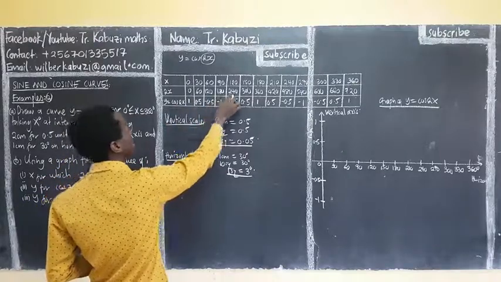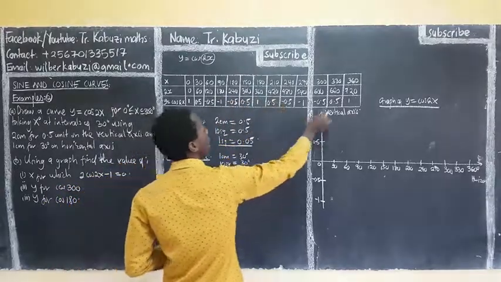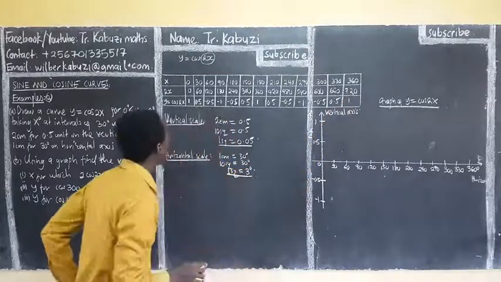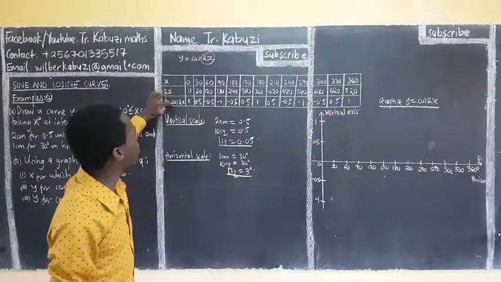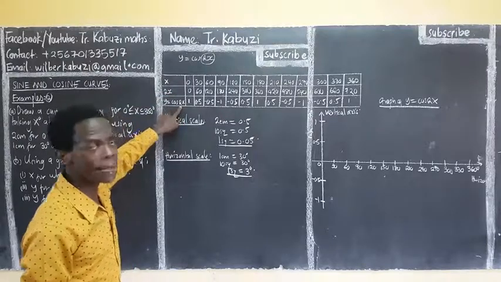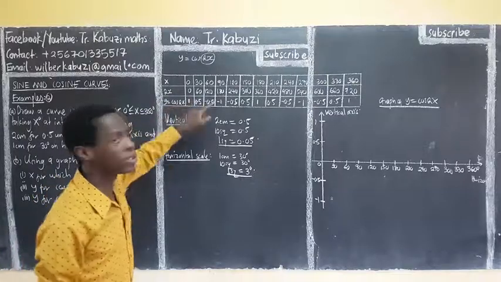So cos of this is this, cos of this is this, cos of this is this, after which cos of 720 is 1. We are using this table to get y because our angle here is 2x. That's why I am using this row to get the values of y there.